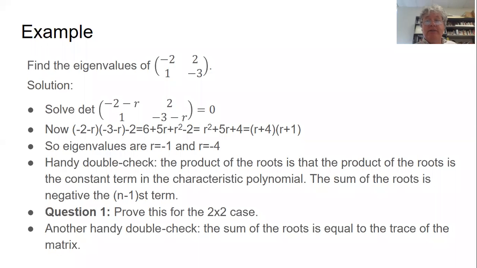Okay, let's do some examples. That's the easiest way, I think, to see this stuff in action. So here I've got a matrix minus 2, 2, 1, minus 3. I find the determinant of that matrix after subtracting r on the main diagonal. And we see we get r squared plus 5r plus 4, which I can factor to be r plus 4 times r plus 1. So the eigenvalues are minus 1 and minus 4.